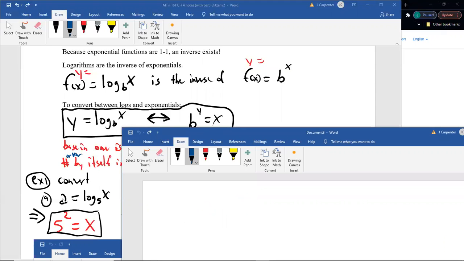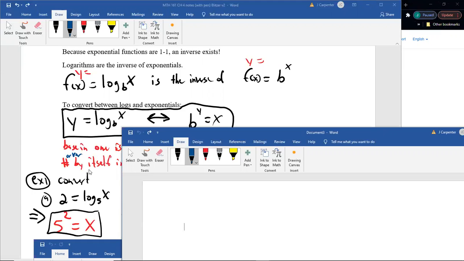So the 2 is by itself before, now it's not. The x is by itself in this form, and up here it's not. The base of the log is the base of the exponential. Now, this might be throwing you off. You're going, Mr. Beckner, that answer is 25. Come on, what are you doing to me?